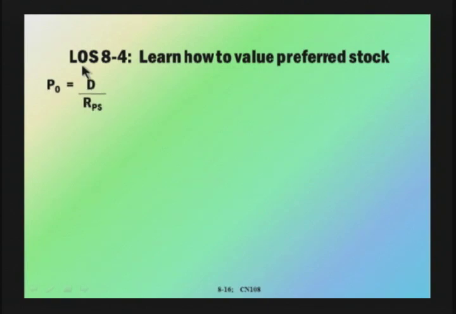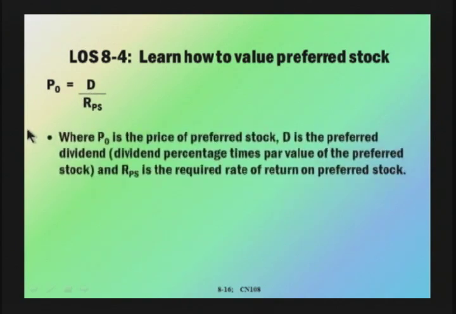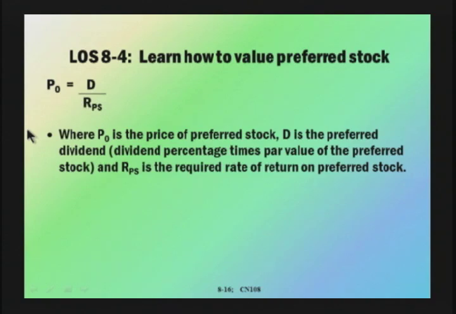Now, valuing preferred stock is fairly simple. It's just our perpetuity valuation formula from Chapter 6. In Chapter 6, we said the present value of a perpetuity was the payment divided by the discount rate. Here in Chapter 8, we're going to say the price of preferred stock is the preferred dividend divided by the discount rate. That is just our perpetuity valuation formula using the term dividend instead of payment, and the RPS being the required return on the preferred stock, establishing the price on the preferred stock.